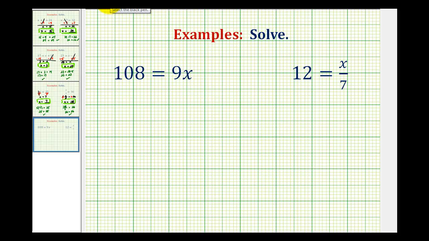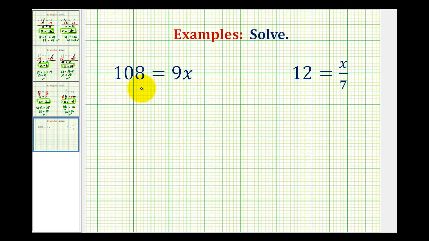We want to solve the following one-step linear equations. Now, looking at these two equations, notice how the variable is on the right side of the equation. So even though many times we prefer to have the variable on the left side of the equation, if it's on the right side of the equation, we can still solve these types of equations just as easily by isolating the variable on the right side.